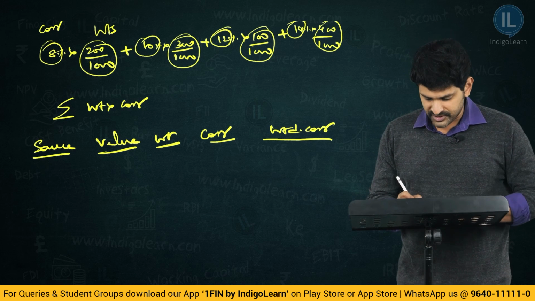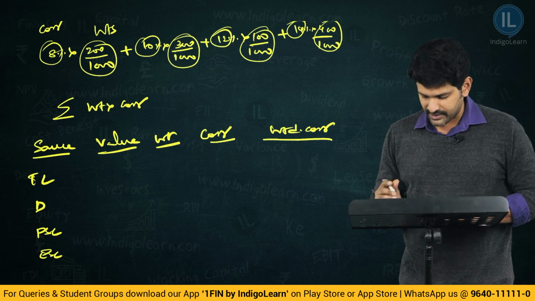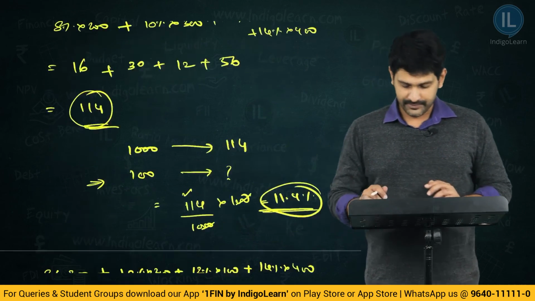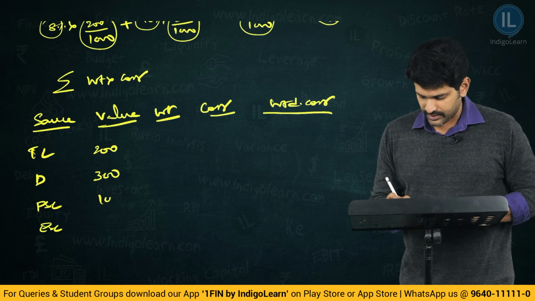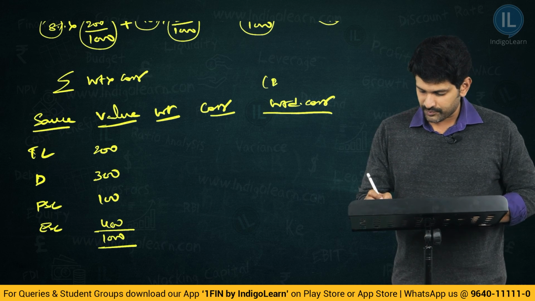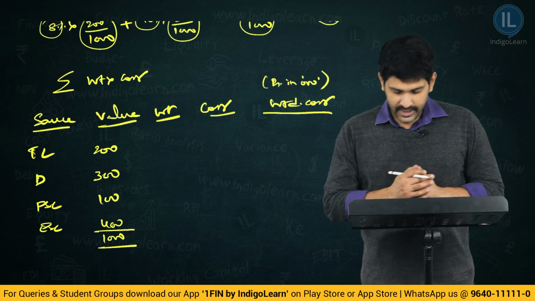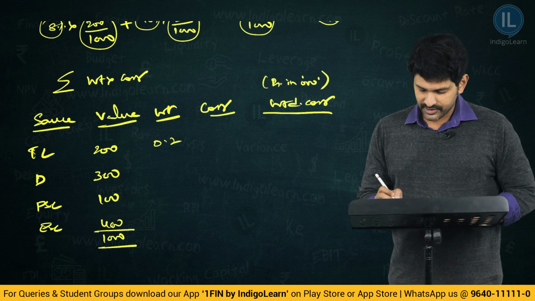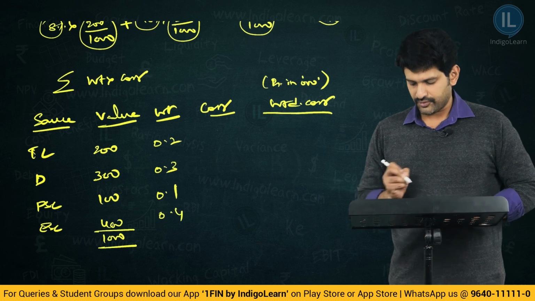Source, we know all the four sources. We said term loan, debentures, preference share capital, equity share capital. Then the values we gave are in thousands, 200, 300, 100 and 400. Total came to be 1000. Here we will write rupees in thousands. Be careful with the presentation, friends. Now, what are the weights? 200 by 1000, 0.2. 300 by 1000, 0.3. 100 by 1000, 0.1, and 0.4.